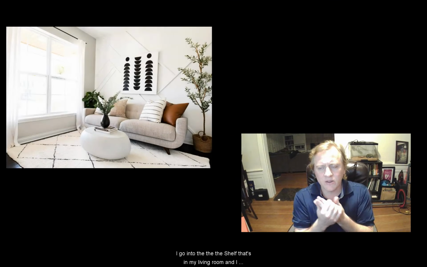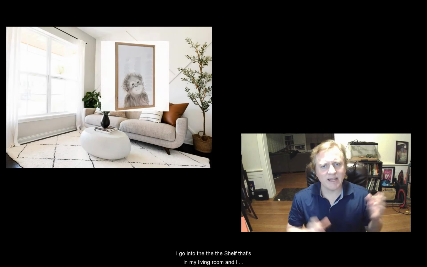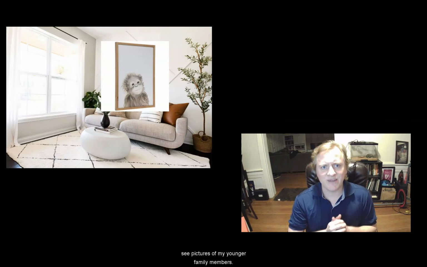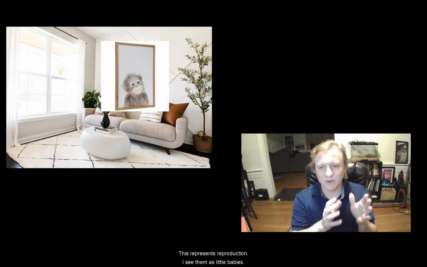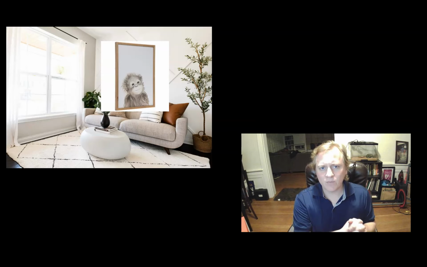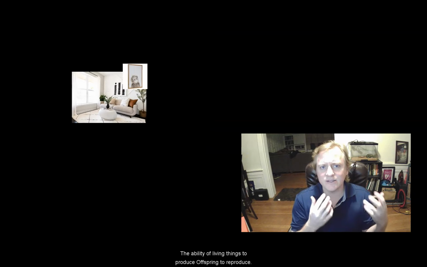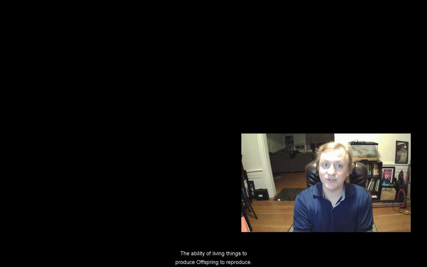I go to the shelf that's in my living room and I see pictures of my younger family members. Okay. This represents reproduction. I see them as little babies. Okay. The ability of living things to produce offspring, to reproduce.